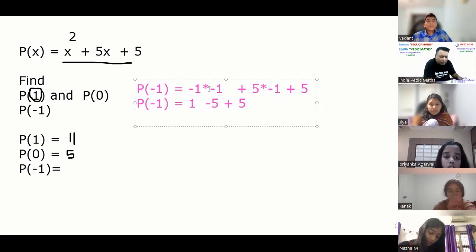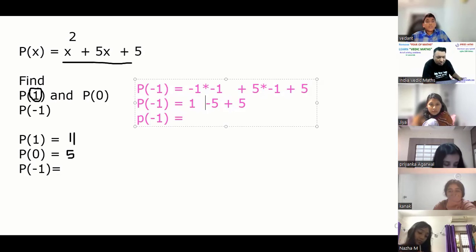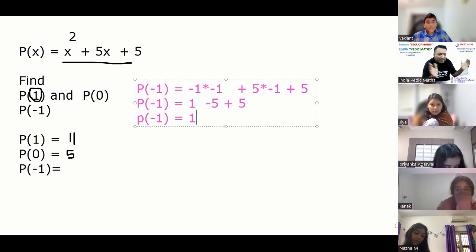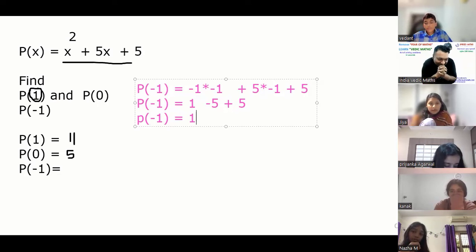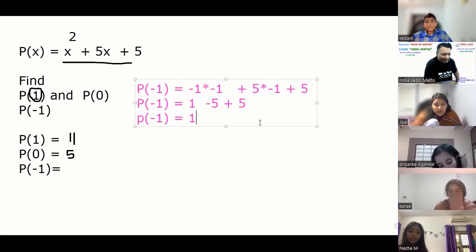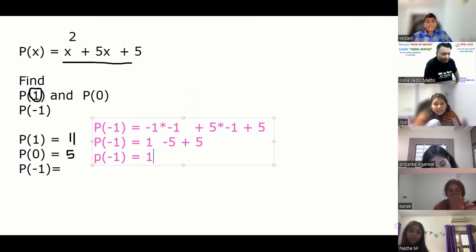Last step is just simplifying that. What is 5 minus 5? 0. Plus 1? 1. That's it. Now ask me your confusion, please. Yes, it's clear. What was the confusion? I was confused that the x squared, but it's basically 1 times 1, or negative same time, negative, yes.